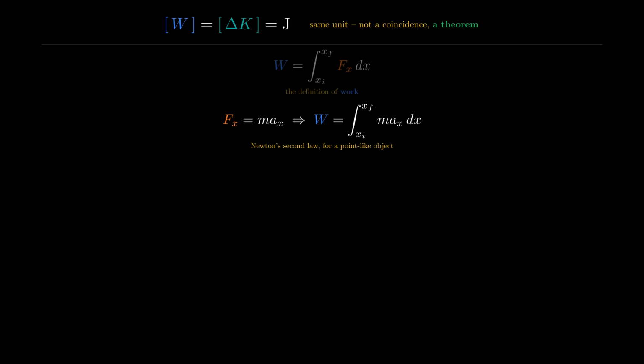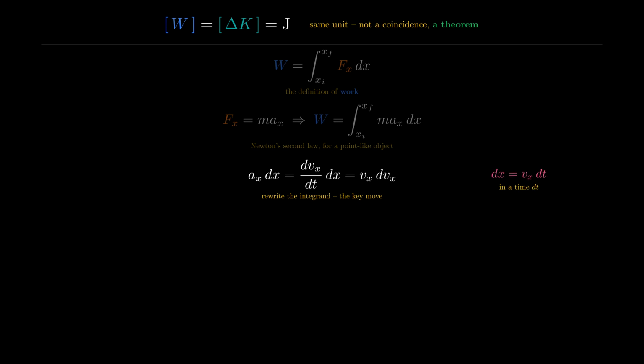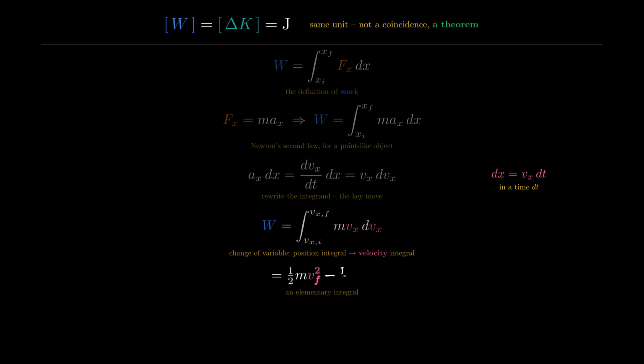Now rewrite the integrand. Acceleration is the rate of change of velocity, dv sub x over dt. And in a time dt, the position changes by dx equals v sub x dt. Combine the two, and the combination a sub x times dx equals v sub x times dv sub x. The position integral becomes a velocity integral. W equals the integral from v sub xi to v sub xf of m v sub x dv sub x.